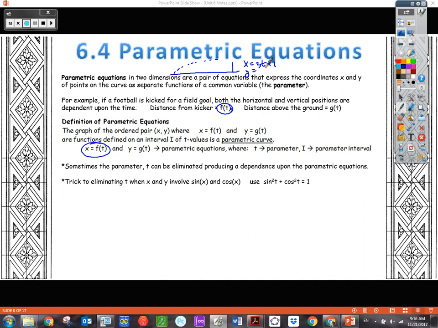My vertical movement is the distance above the ground, so that's a vertical distance. And this particular scenario is calling it g of t, so y would be g of t. So, I don't know, y could be 2t minus 1, or plus 1. I'm just making something up, or I'm just showing you what it would be. Parametric equations come in a pair. There are 2 of them. One describing the horizontal movement and one describing the vertical movement. Notice they're both in terms of t.